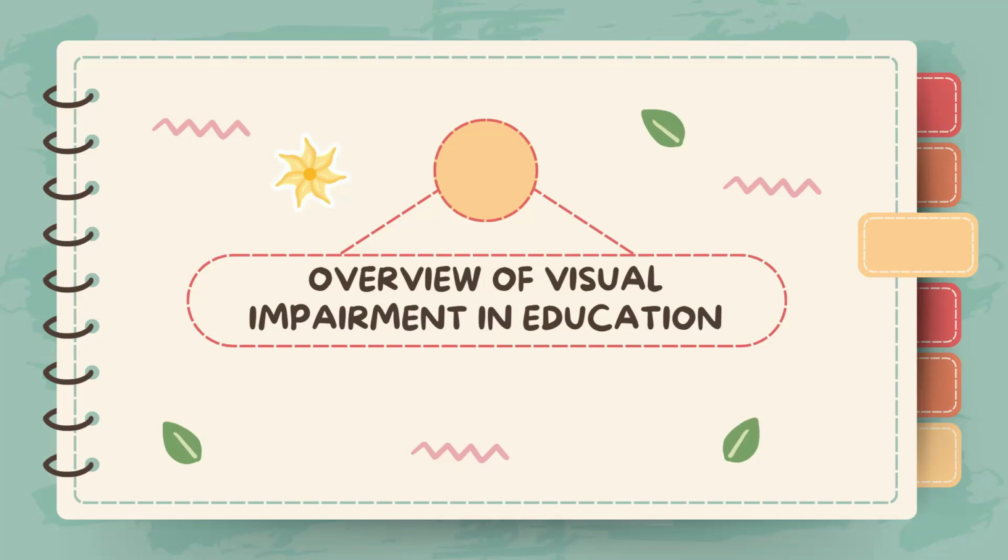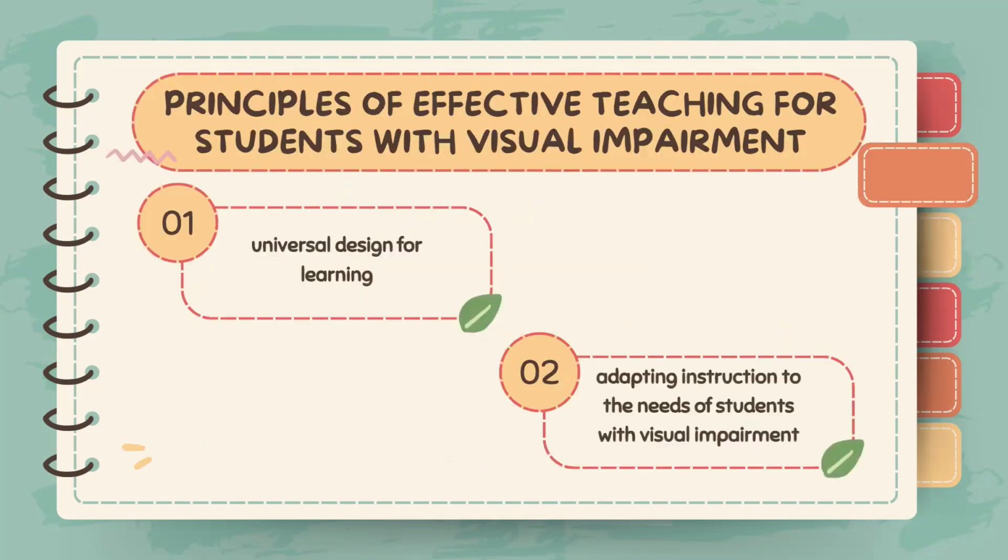Now that we have established an understanding of challenges faced by students with visual impairments and the importance of inclusive education, let's move forward to discuss the principles of effective teaching for students with visual impairments. These principles serve as a foundation for ensuring that all students, regardless of their vision abilities, can participate meaningfully in learning. Universal Design for Learning, or UDL, is an instructional framework designed to support diverse learners, including those with disabilities.